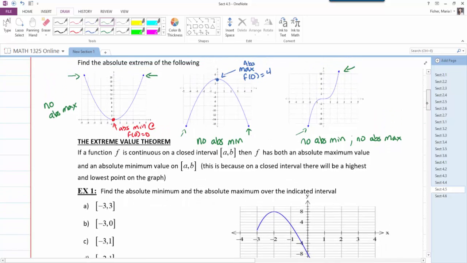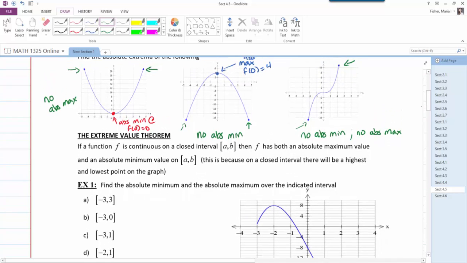The extreme value theorem says the following. If f is a continuous function on a closed interval, so on a closed interval AB, which means it won't have arrows that point off towards positive and negative infinity, then that function is guaranteed to have both an absolute maximum and an absolute minimum. Again, this is because in a closed interval, since we're not going towards positive or negative infinity, you're guaranteed to have a highest point and a lowest point.